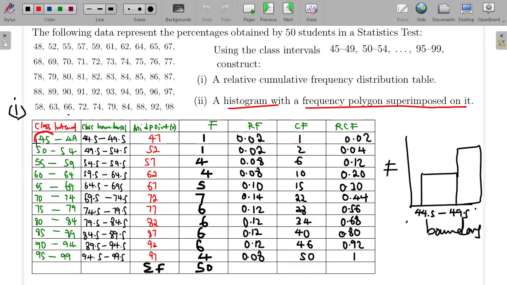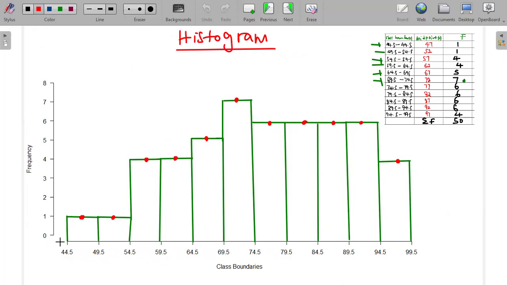So the first point was 45. When I look at these midpoints, it was 47, and then 52. So they're increasing by 5. So from 47, if I say 47 minus 5, I get 42. And if I say 97 plus 5, I get 102. So at 42 and 102, we're going to have a height of 0. Let's say if this is 44, then maybe 42 is there at 0. And if this is 99.5, then 102, maybe it's there at 0.